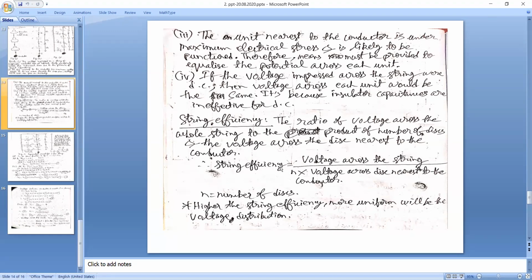So string efficiency is nothing but it's a ratio between numerator में क्या है, voltage across the entire string to that of, मतलब नीचे में n मतलब number of disks into voltage across the disk nearest to the conductor. So this formula you have to remember. We have to calculate string efficiency. इसका relevance क्या है ना, higher the string efficiency, more uniform will be the voltage distribution. String efficiency जितना high होगा, मेरा voltage distribution भी उतना uniform होगा. ये हम numericals में देखेंगे जब numericals को touch करेंगे, ठीक है?